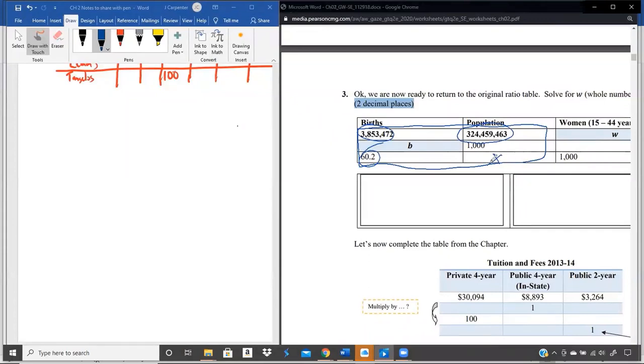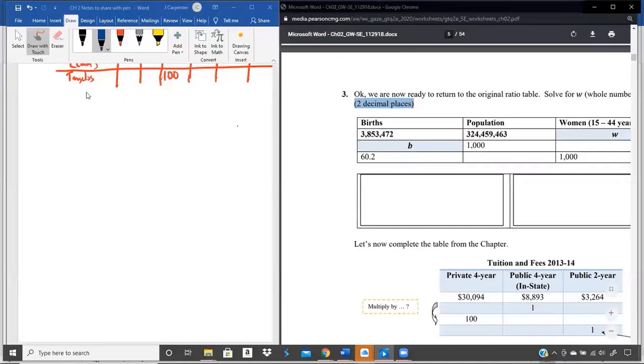So again, scaling down the population. We weren't asked to find that. Don't find that. Can you find it? Yes. Would you have maybe a job that makes you find all of these blanks? Maybe. Is that our goal? No. We're only finding these 2 specific things: the number of births per 1,000 people and the number of women of birthing age. So don't do more than you have to. We're just going to do this as our box. So the 3.8 million over the B equals the 324 million over the 1,000.